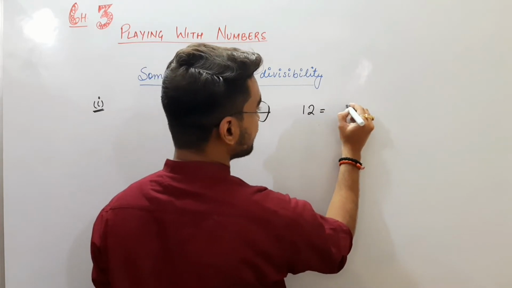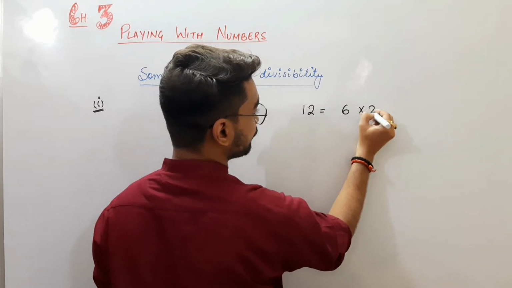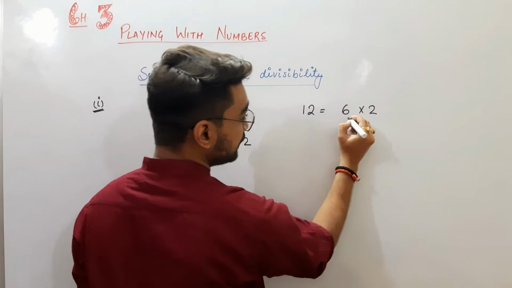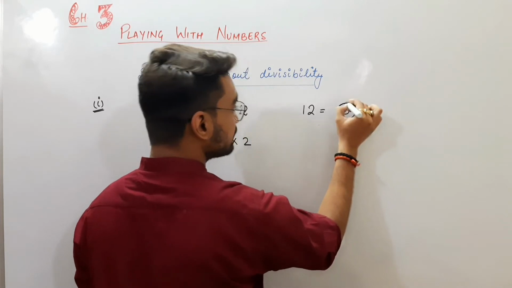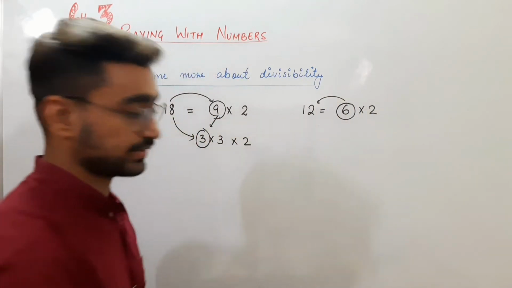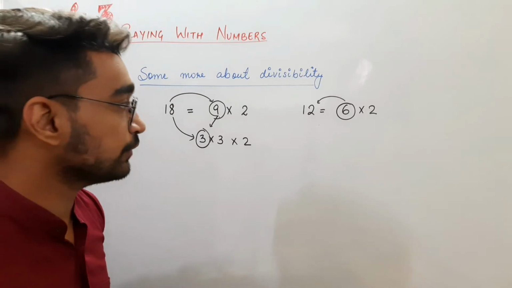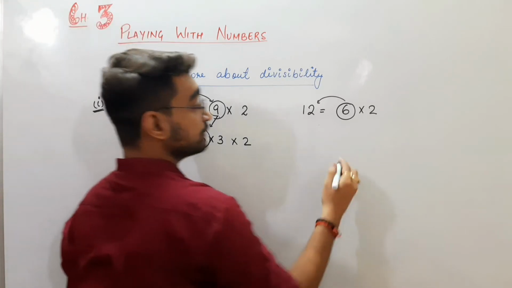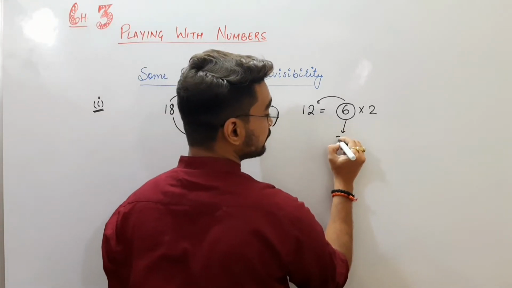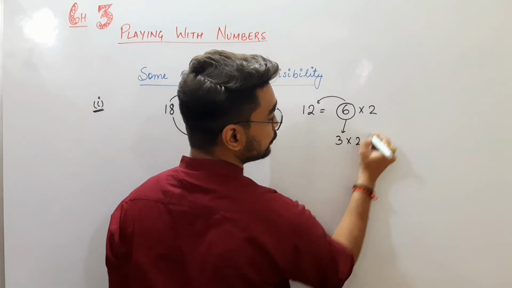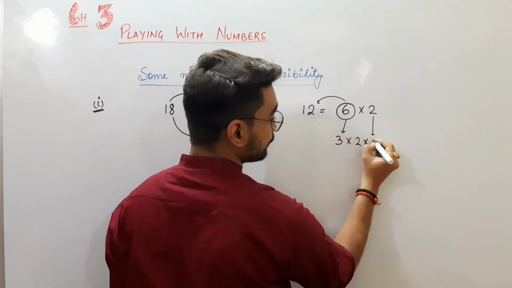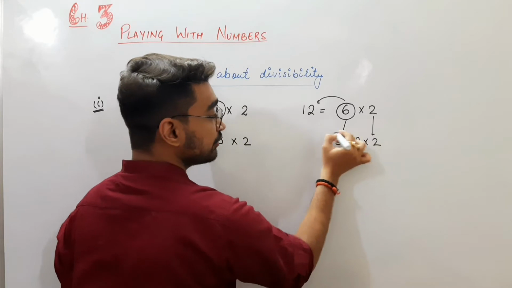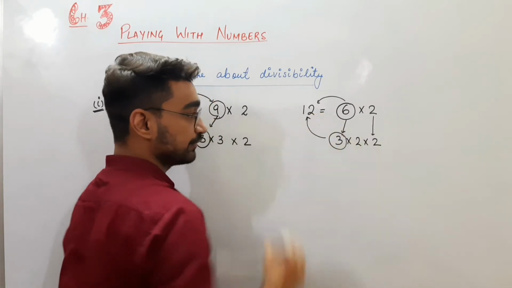Take one more example of 12. 12 can be written as 6 into 2. That means 6 is a factor of 12. So now what are the factors of 6? Factors of 6 are 3 into 2. So I can say that 3 is also a factor of 12.